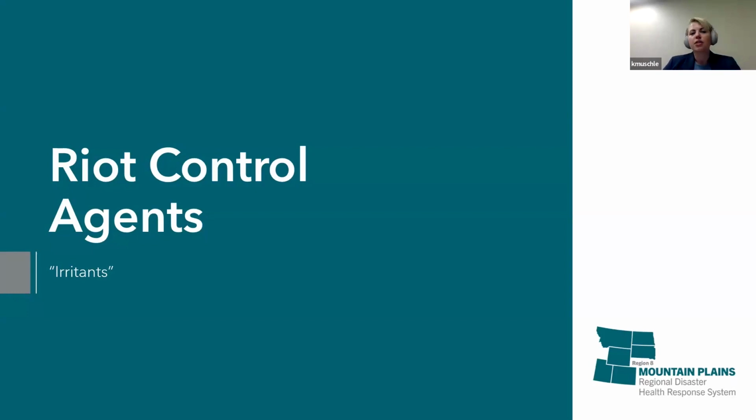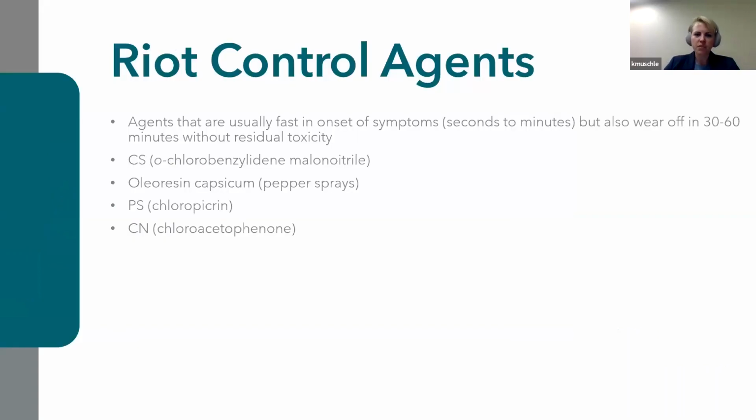For some of these agents, there is some suggestion of chronic repeated high dose exposures being potentially deleterious, but those are at this point single case report level evidence. So our riot control agents are, again, agents that are incredibly fast in onset, within seconds to minutes. They also wear off very quickly, so the symptoms end very fast.